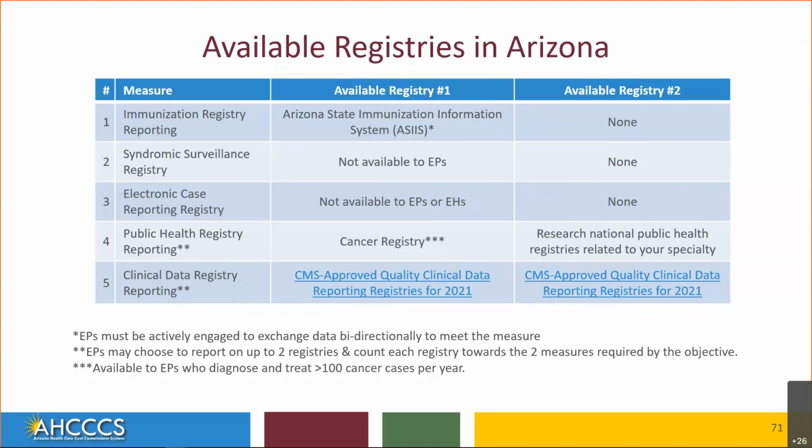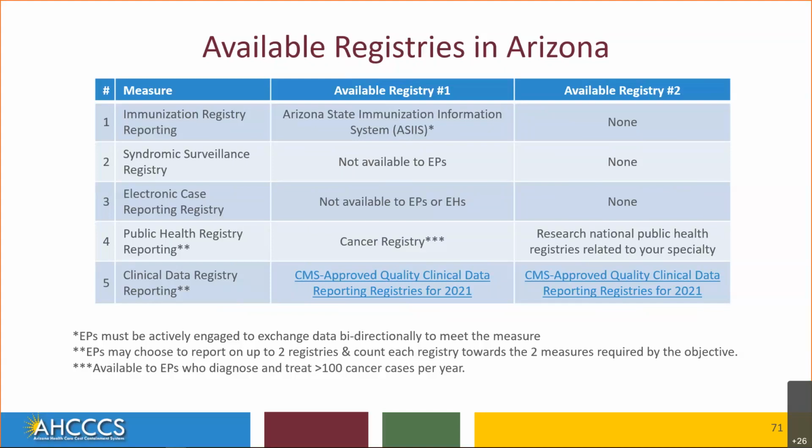For measure 3, the electronic case reporting, this is not available to EPs or EHs, and providers are able to claim the exclusion for this measure. For the public health registry reporting, there are a couple registries that are available. So the first is the Cancer Registry, which is in the state of Arizona. There are certain criteria that you have to meet to be able to submit data to that registry. So make sure you meet those requirements.